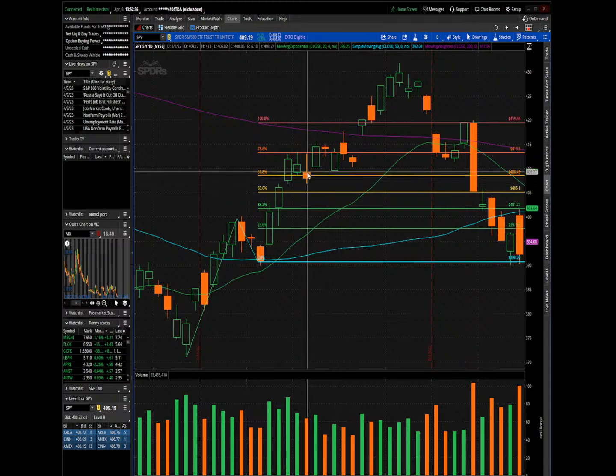She gaps down. She opens up here, gaps to here, moves up, bangs her head, comes back down, closes right here. 408.06. Okay, closes at 408.06. All right, I'm actually expecting to get stomped out now. I'm expecting this thing to gap down at this point.